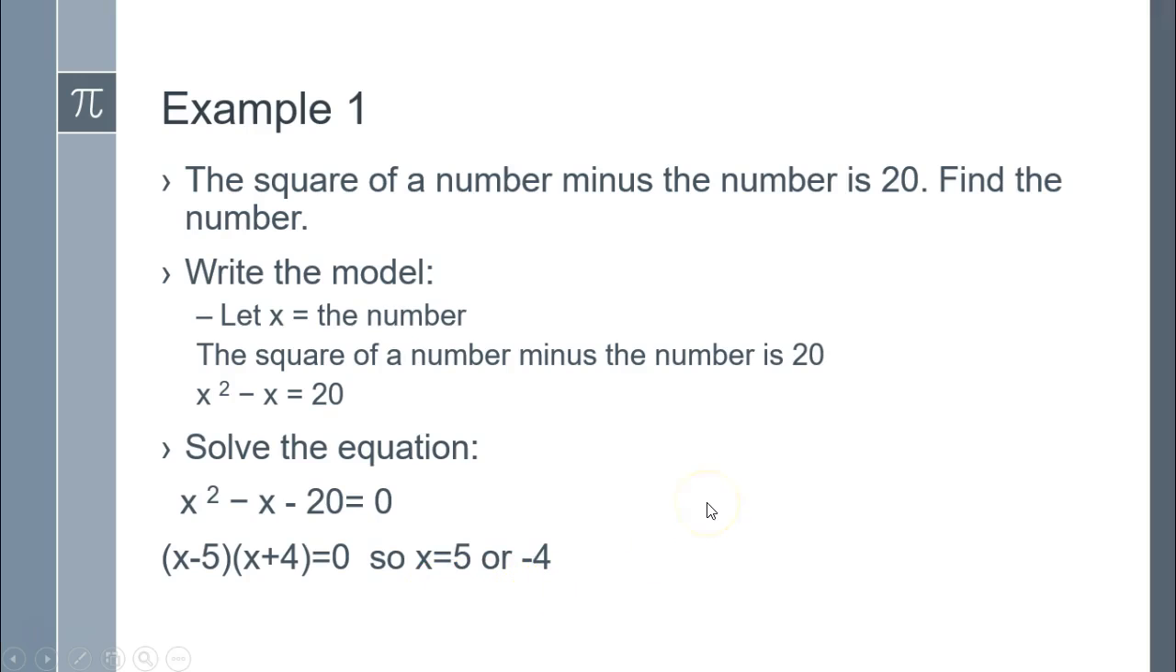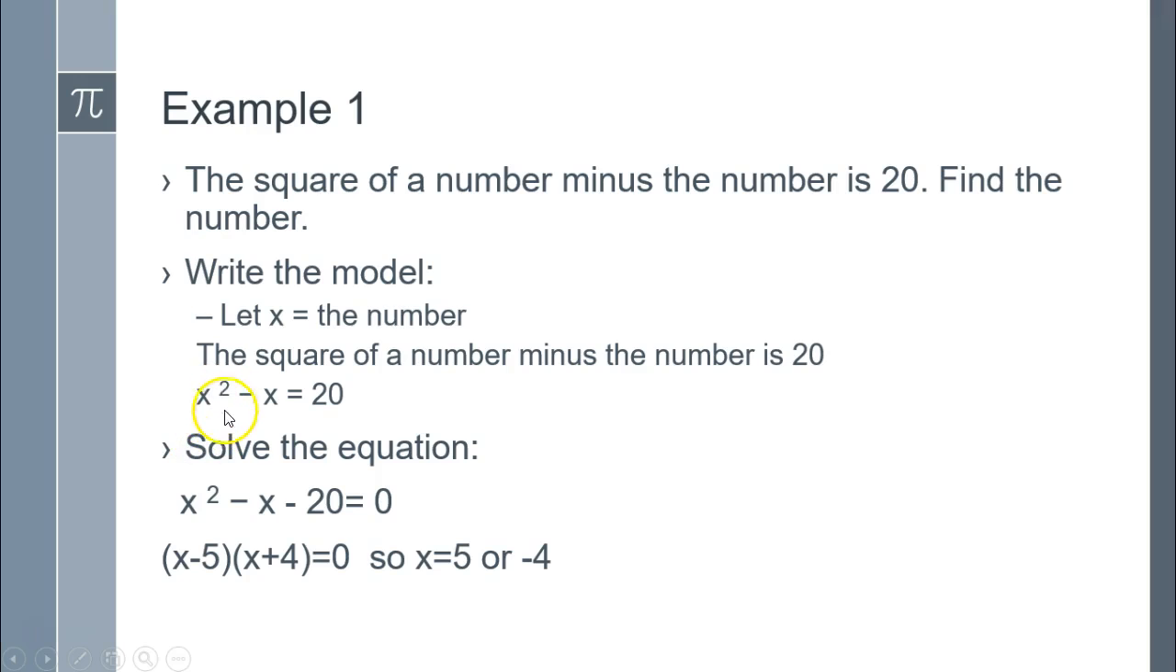Turns out both of those are good answers here. They both make this equation true. And it didn't say the number had to be positive or had to be negative. It just said a number. And it said find the number, but there's actually two numbers. If this problem had said the square of some positive number minus the number is 20, then we would only take the 5. But in this case, they're both good answers.